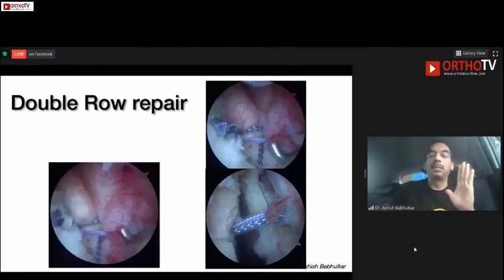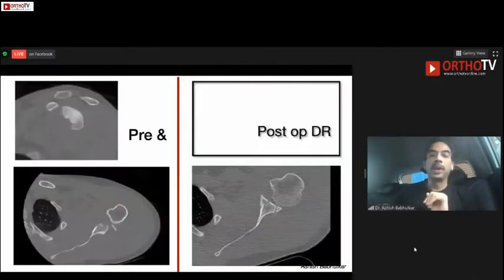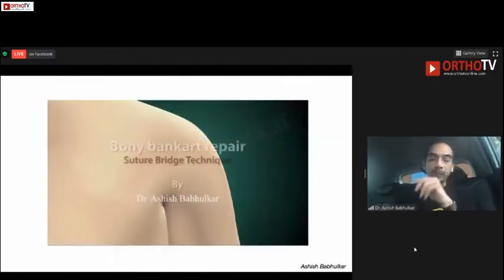And the best part of the technique of using double row suturing is you don't need to pass it through the labrum or through the fragment at all. So once you've got the medial anchor, Bob's your uncle, because it's a much easier procedure. And I'll give you the principles of that. And this is the 3-month CT scan where the fragments integrated beautifully in this patient.